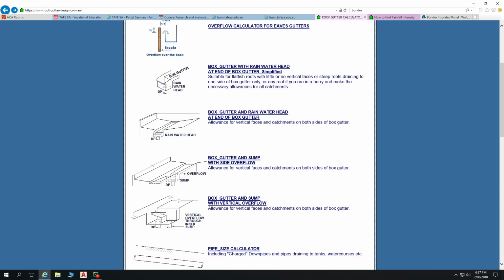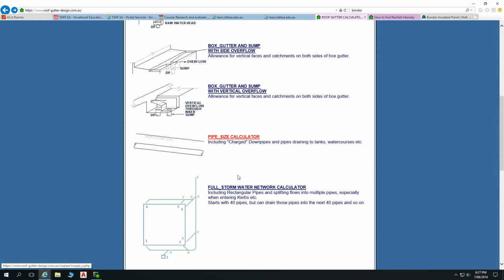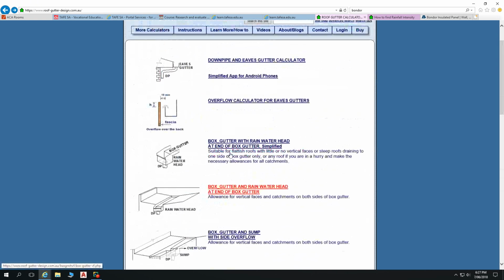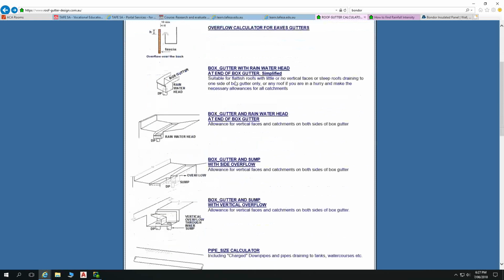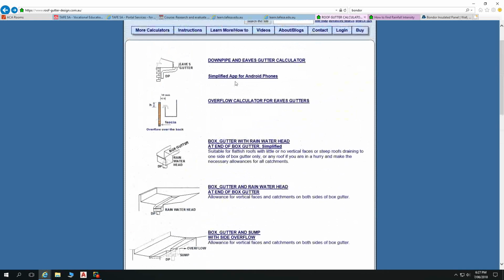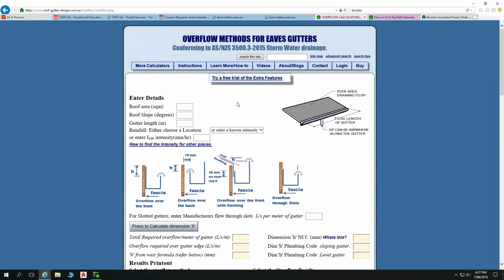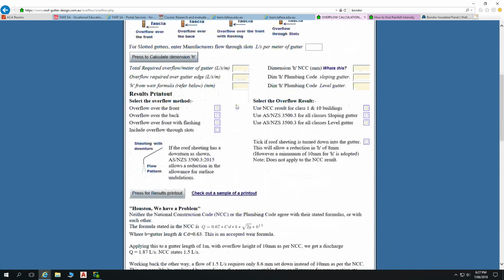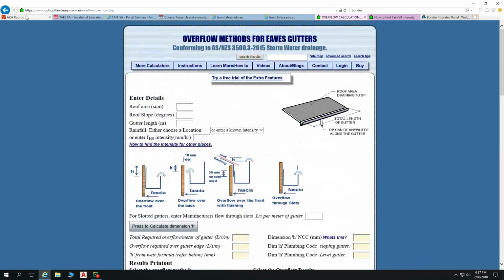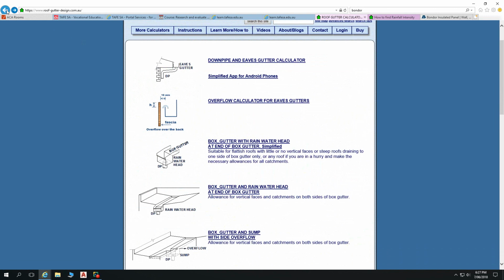Also within there, a few other things. So a pipe size calculator and an eaves gutter calculator somewhere. Where are we? Overflow calculator for eaves gutter. So plenty of things to muck around with, to design, but they're very simple and straightforward for when you have to size up gutters for various different scenarios on your house designs, etc.